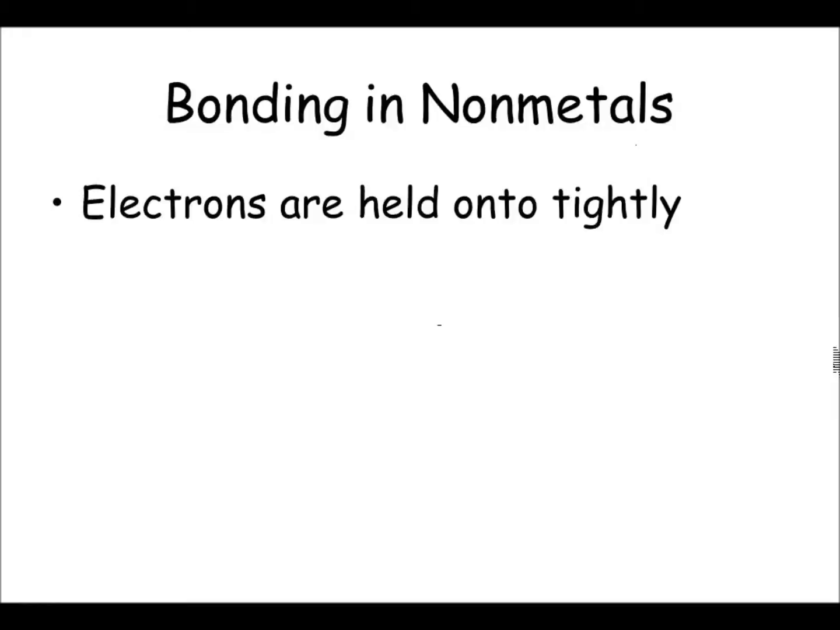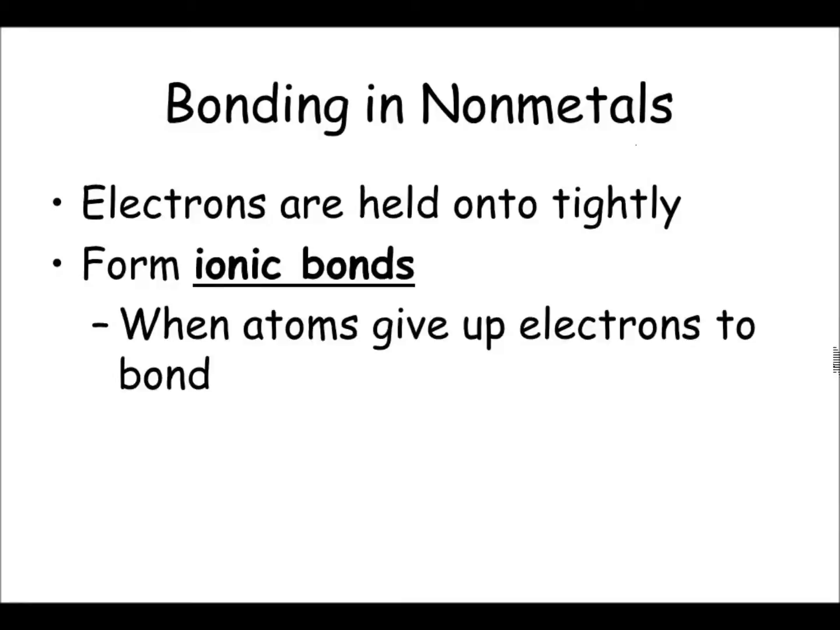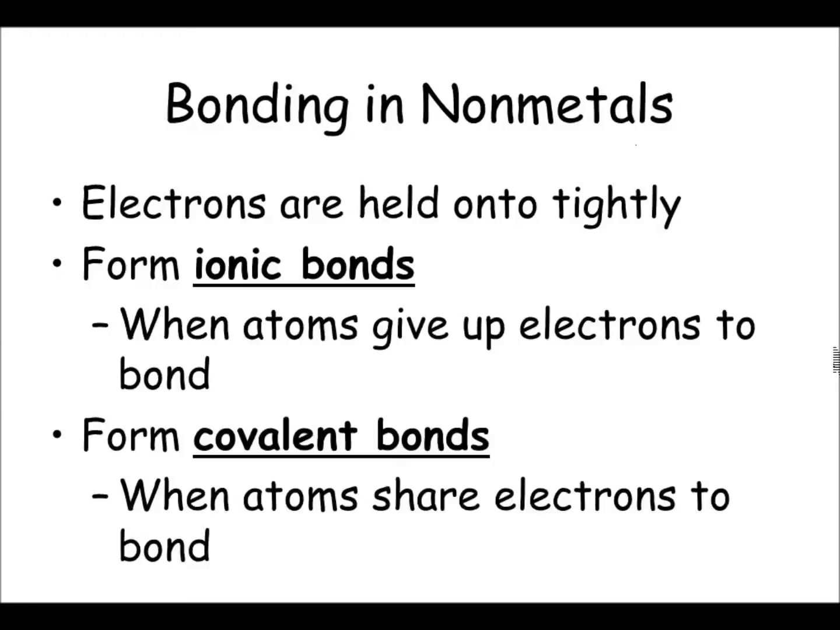Okay, so let's talk about the bonding in nonmetals. The electrons are held on tightly in nonmetals. They want them a lot. Nonmetals form ionic bonds when they give up electrons. They're going to form covalent bonds when they want to share electrons to form a bond. So they can do either one. We're going to have a whole chapter on bonding, but for now, just know they can do either one.